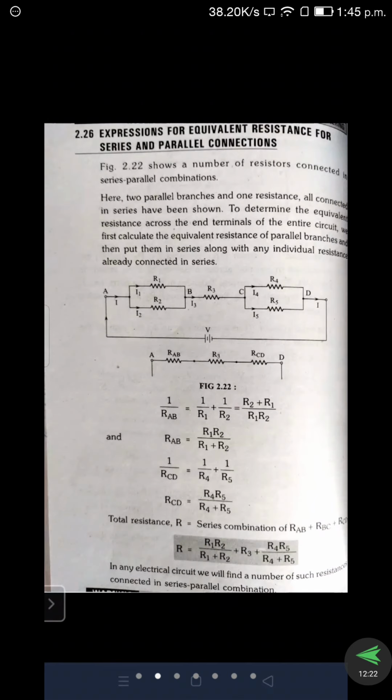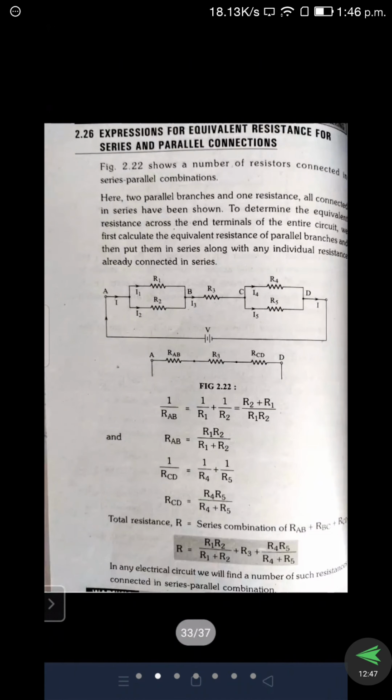For 3 resistors, we take the product of the 3 resistors divided by the sum of the products of adjacent resistors. So R1 R2 R3 by R1 R2 plus R2 R3 plus R1 R3. Right? So in this sequence we followed for 3 resistors. But mostly we get only 2 resistors.